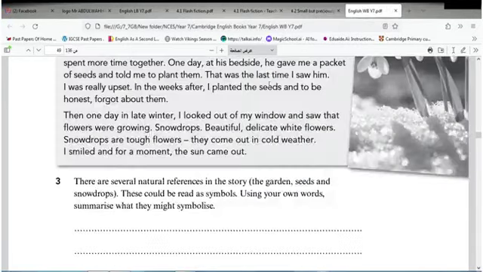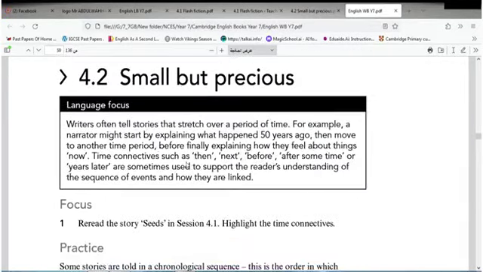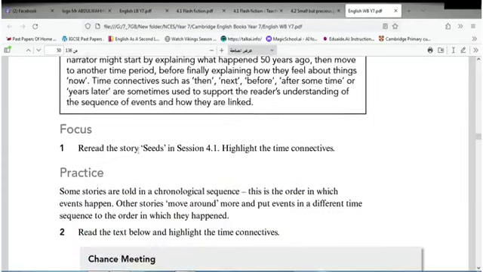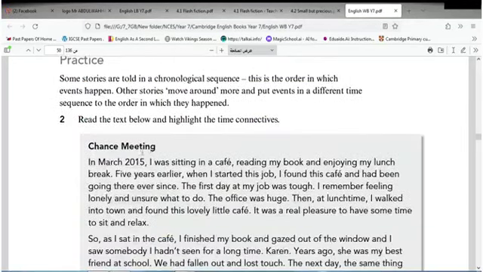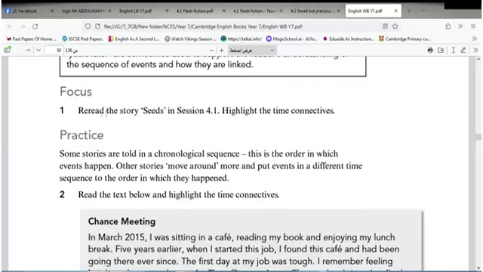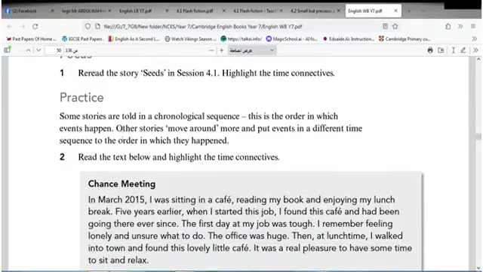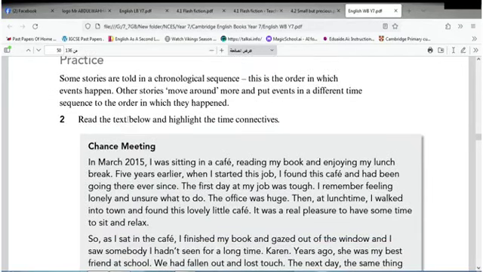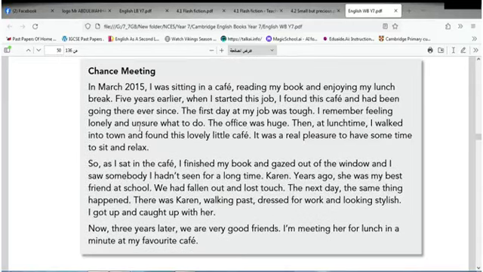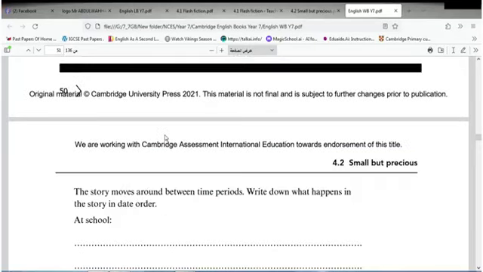And then we have 4.2, the small but precious. We have the focus, to reread the seed again in 4.1 and highlight the time connectives. We have then practice, to read the text below and highlight the time connectives again to show the shift between past and the present.